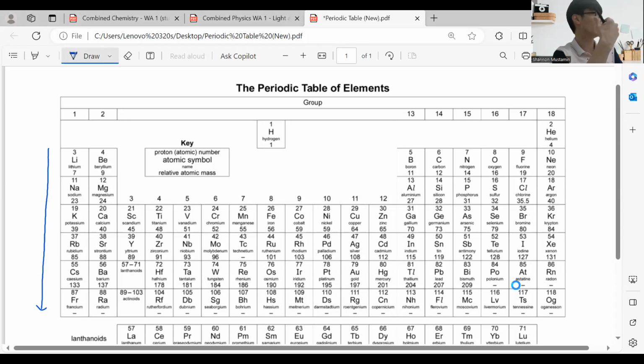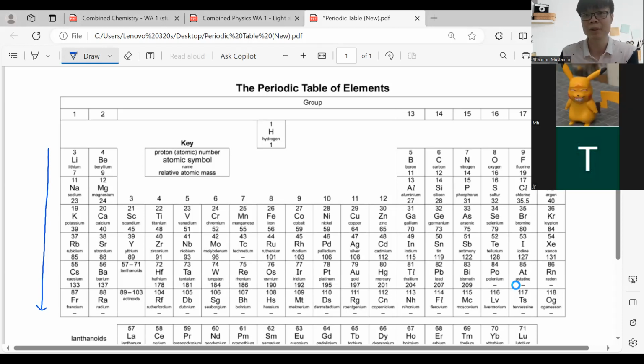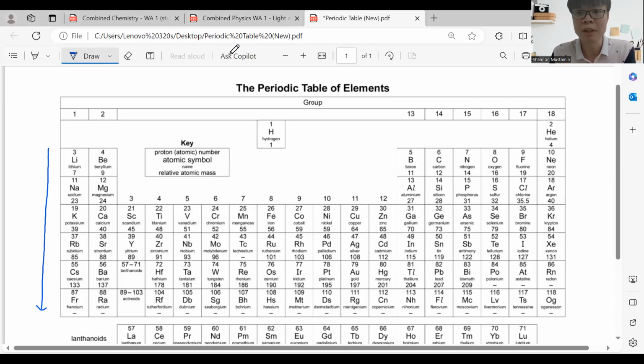Has everyone covered the periodic table chapter? Group 1, group 17 elements. All covered? Halfway, okay. Have you all covered? Online people, you can respond as well, either through the chat or emoji. Have you all covered the periodic table chapter? Group 1 and group 17.